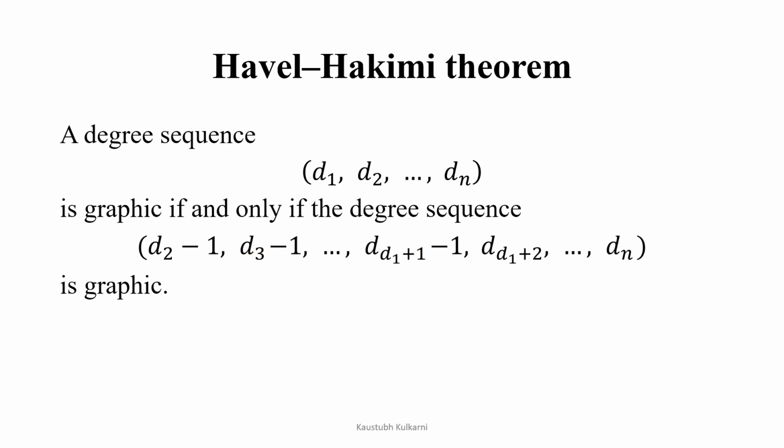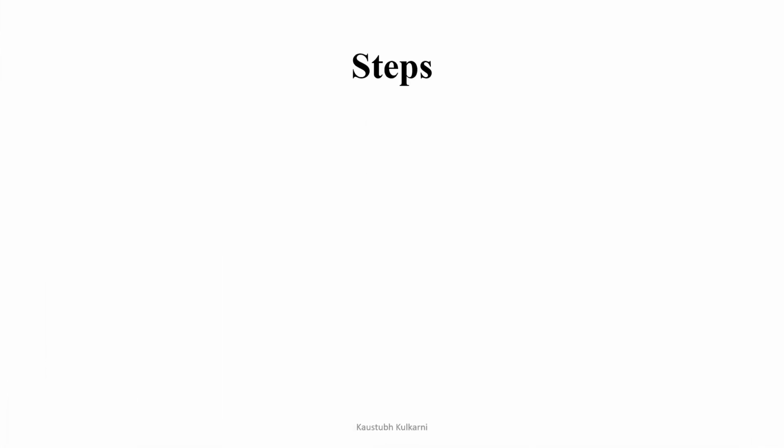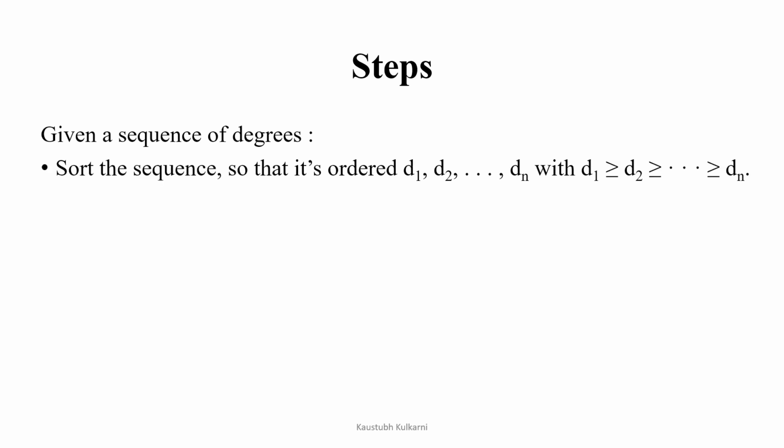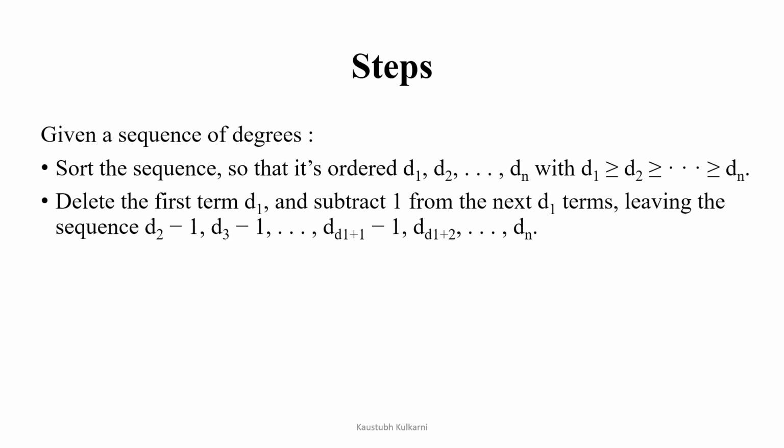Let's take a look at the proper steps we have to follow to check whether a sequence of non-negative integers is graphic. Given a sequence of degrees, sort it so that it is ordered as D1, D2 up to Dn with D1 greater than or equal to D2 and so on, in descending order. Delete the first term D1 and subtract 1 from the next D1 terms, leaving the sequence D2 minus 1, D3 minus 1, up to D1 plus 1 minus 1. The remaining terms from D1 plus 2 up to Dn stay as they are.